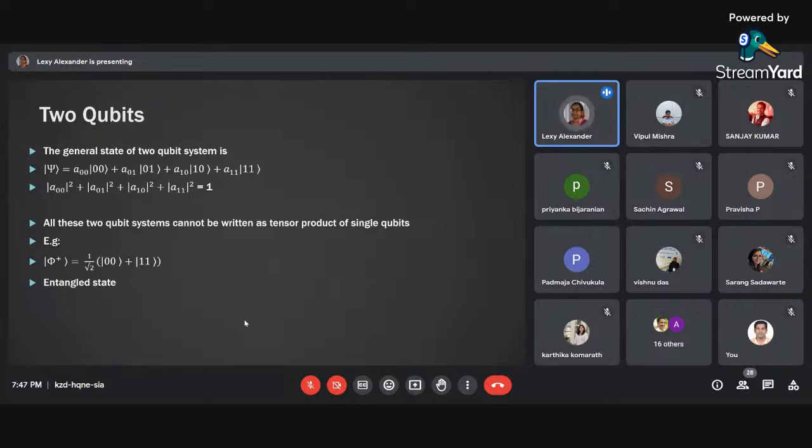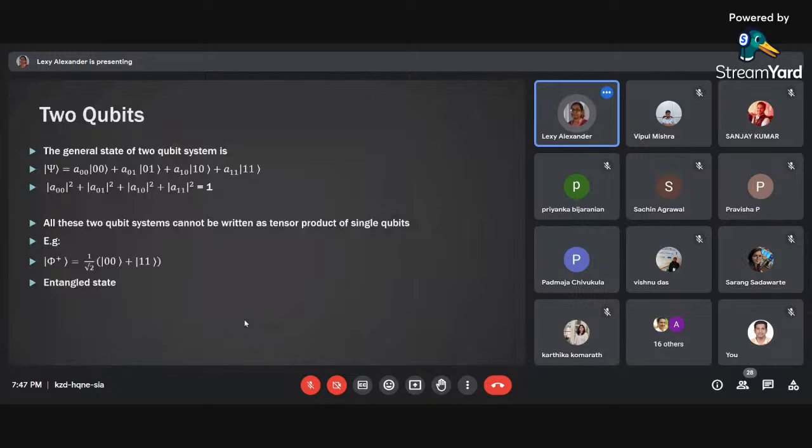This is generated using some other quantum gates, so using a Hadamard gate and a CNOT gate. I will explain that later on, what these gates are. So this is the general formula, but it is not always a tensor product of two single qubits. Other than that, we can also have different states.